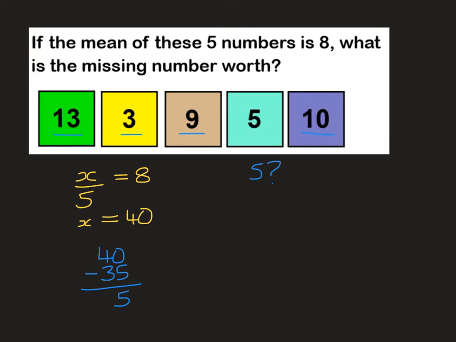Yes, it is. Fantastic. I check my answer. So if I add these all up, 13 add 3 is 16, add 9 is 25, add 5 is 30, add another 10 is 40. 40 divided by 5 gives me that mean of 8 that I was looking for.